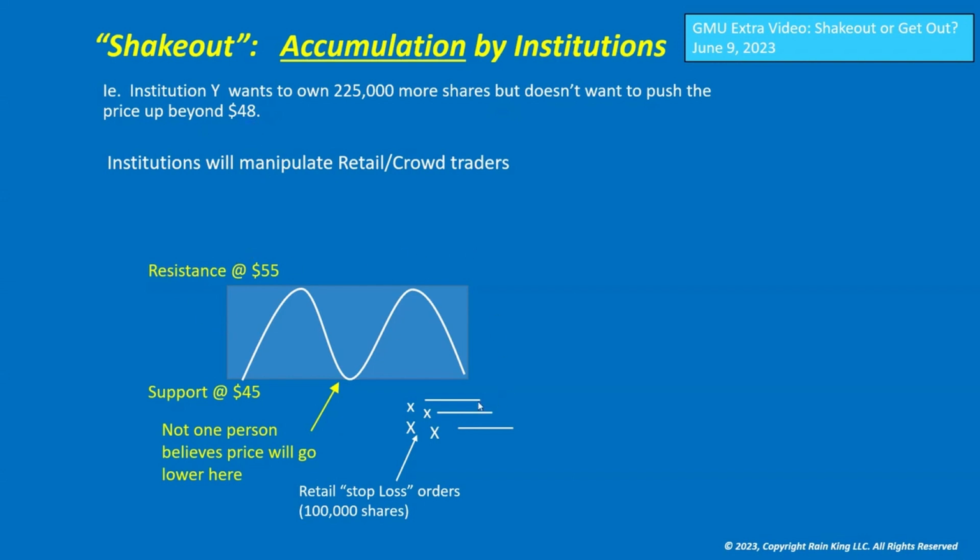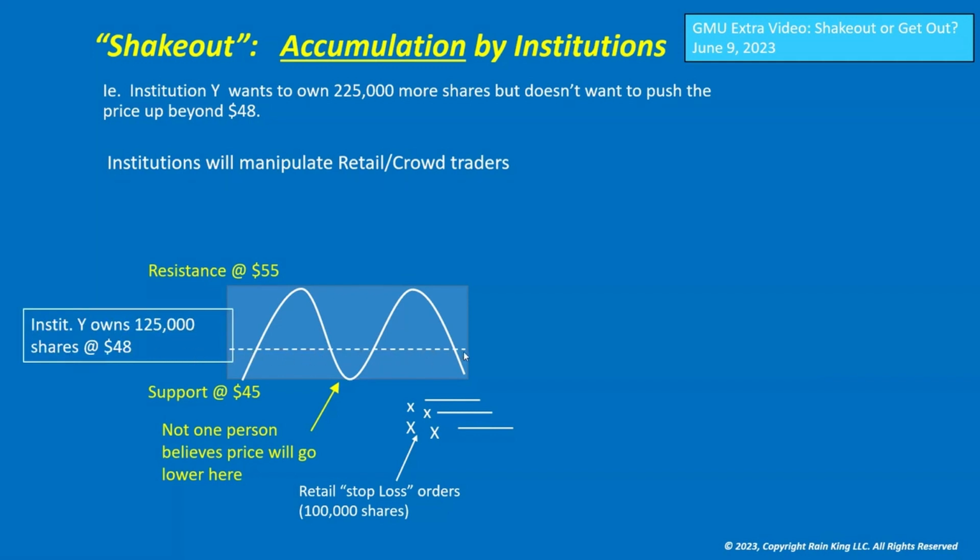I've drawn this theoretical chart down here, a little chart pattern showing support at the lower end of 45 and resistance up around 55. And as I mentioned, this institution already has a position at 48. So how does an institution accumulate a lot more stock and not push the price higher? So here we are. This is 48 on the chart.